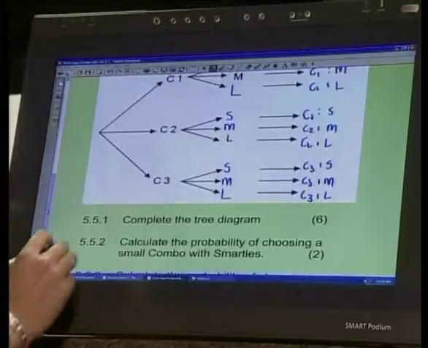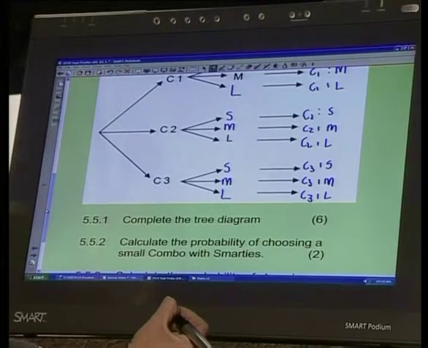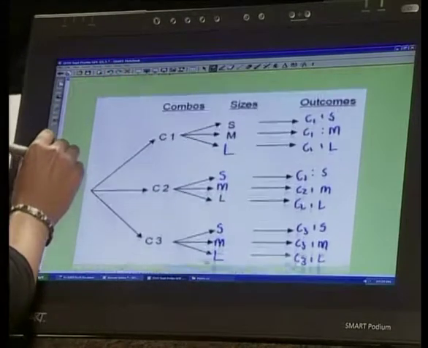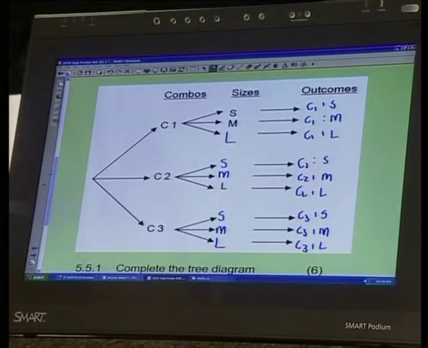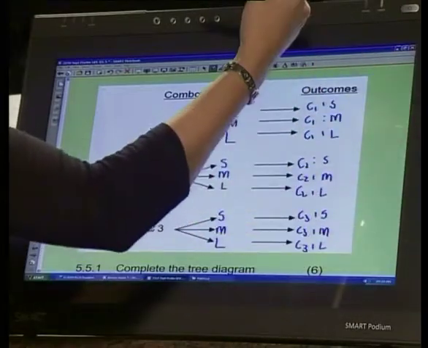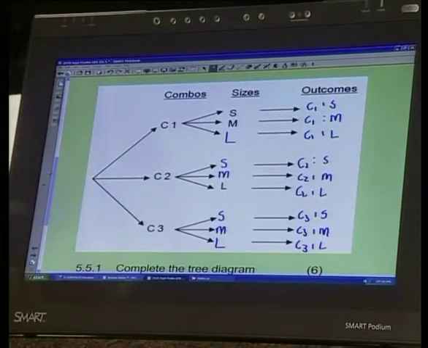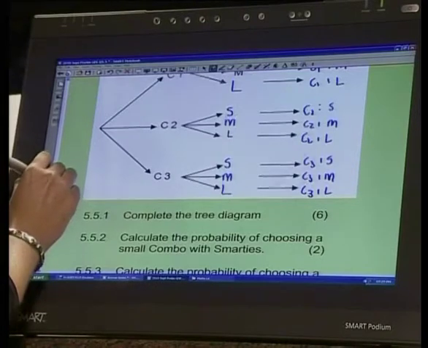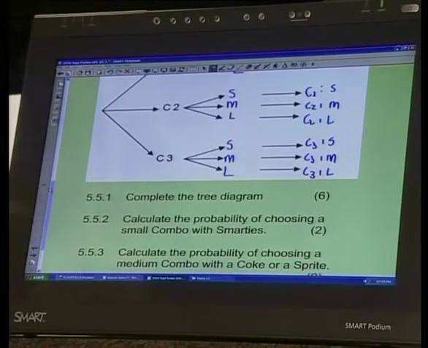Right. Question 5.5.2, calculate the probability of choosing a small combo with Smarties. The reason why we do the tree diagram is to determine how many different options we have. If you have a look at how many are listed, you can see here that we've got 9 options that are available to us. Out of those 9, we calculate the probability. In other words, I want to know what's the chance of somebody buying a combination that is a small combination and that has Smarties in it. That's definitely one that I would choose if I was picking it. So a small combination with Smarties. Out of the 9, how many of them have that?